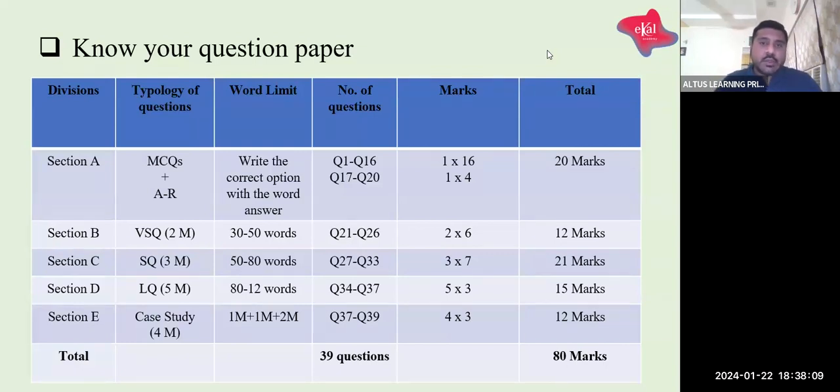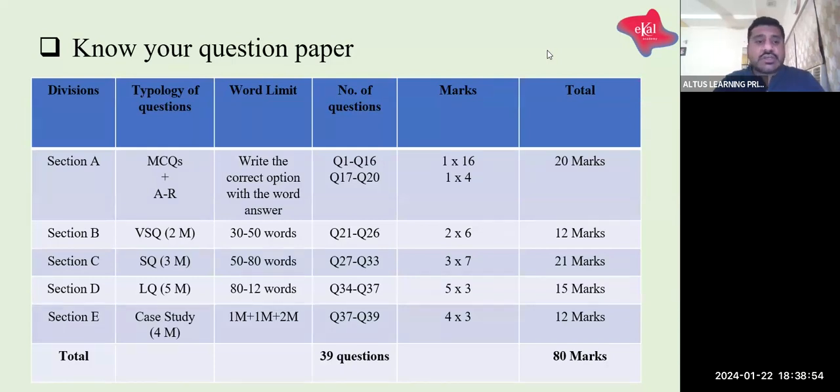Section B is a VSQ, means very short question. The word limit is very important because many times it happens that we know so much and we want to write everything in 2 marker or even in definition, but that is not a good idea. Just read the question, understand the question, and keep your word limit. For 2 marker question, the preferred word limit, which is also written in your board question paper, is of 30 to 50 words. There will be total 6 questions of 2 marks, which will add to 12 marks. So section B having 6 questions, each of 2 mark, total is 12 mark.